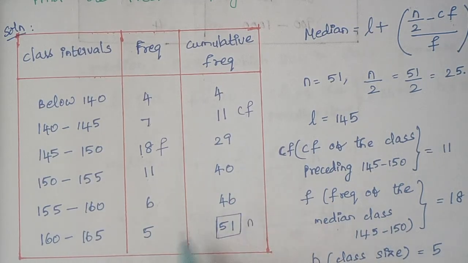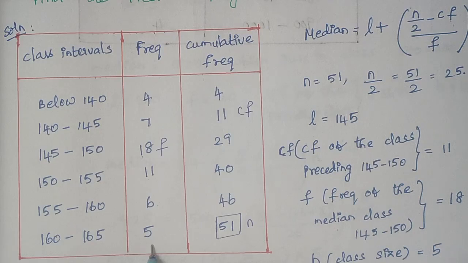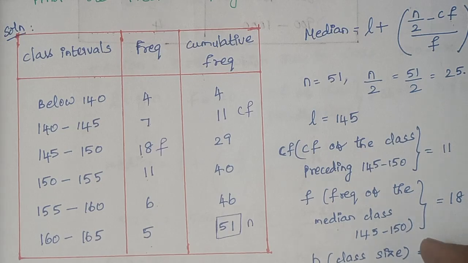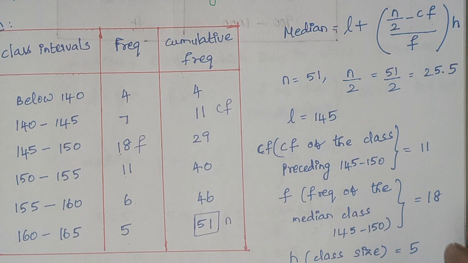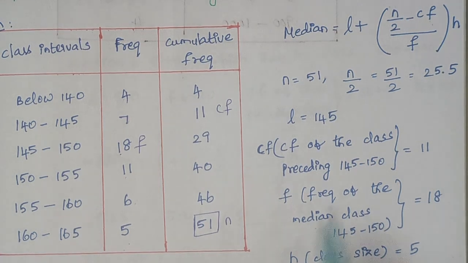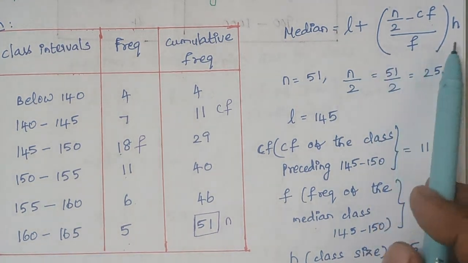And 51 minus 46 gives you 5. Okay, this is the method to find the frequency. Now the next thing is we are going to use our formula to calculate the median. So here the median is given by L plus (n by 2 minus Cf) by f, into h.